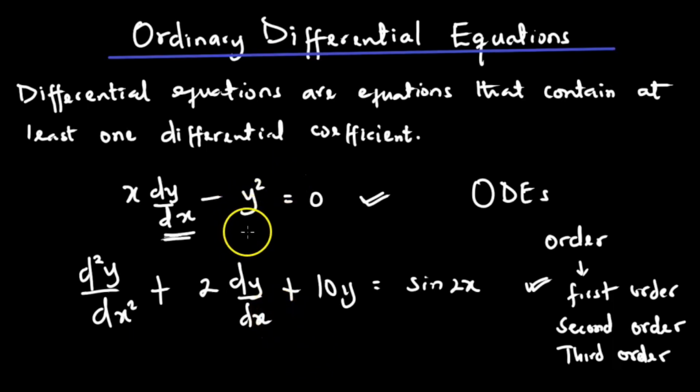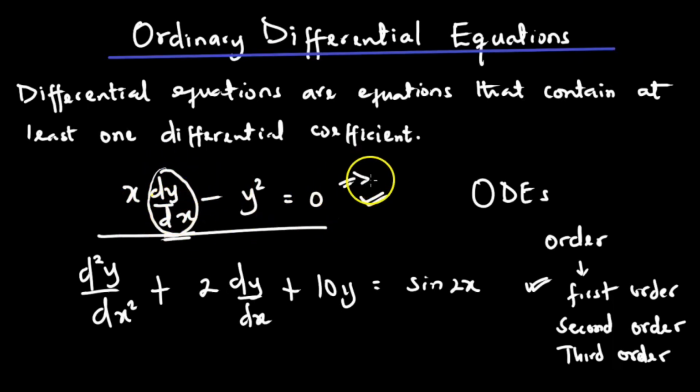Now, moving on, what is the order of a differential equation? The order of a differential equation is simply the highest derivative in the equation. So taking a look at this equation, the highest derivative is a first derivative, dy/dx. So this is a first order differential equation. This is a first order ODE.